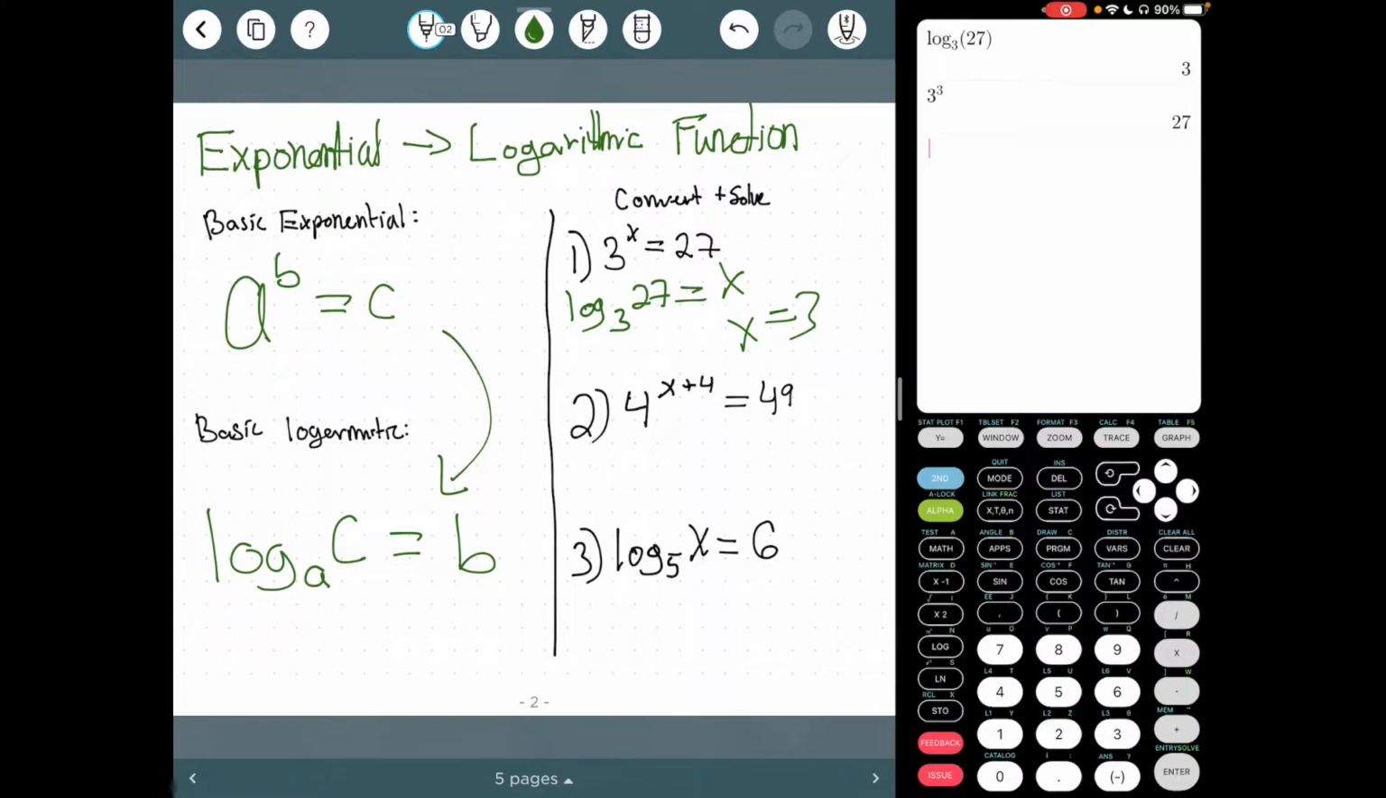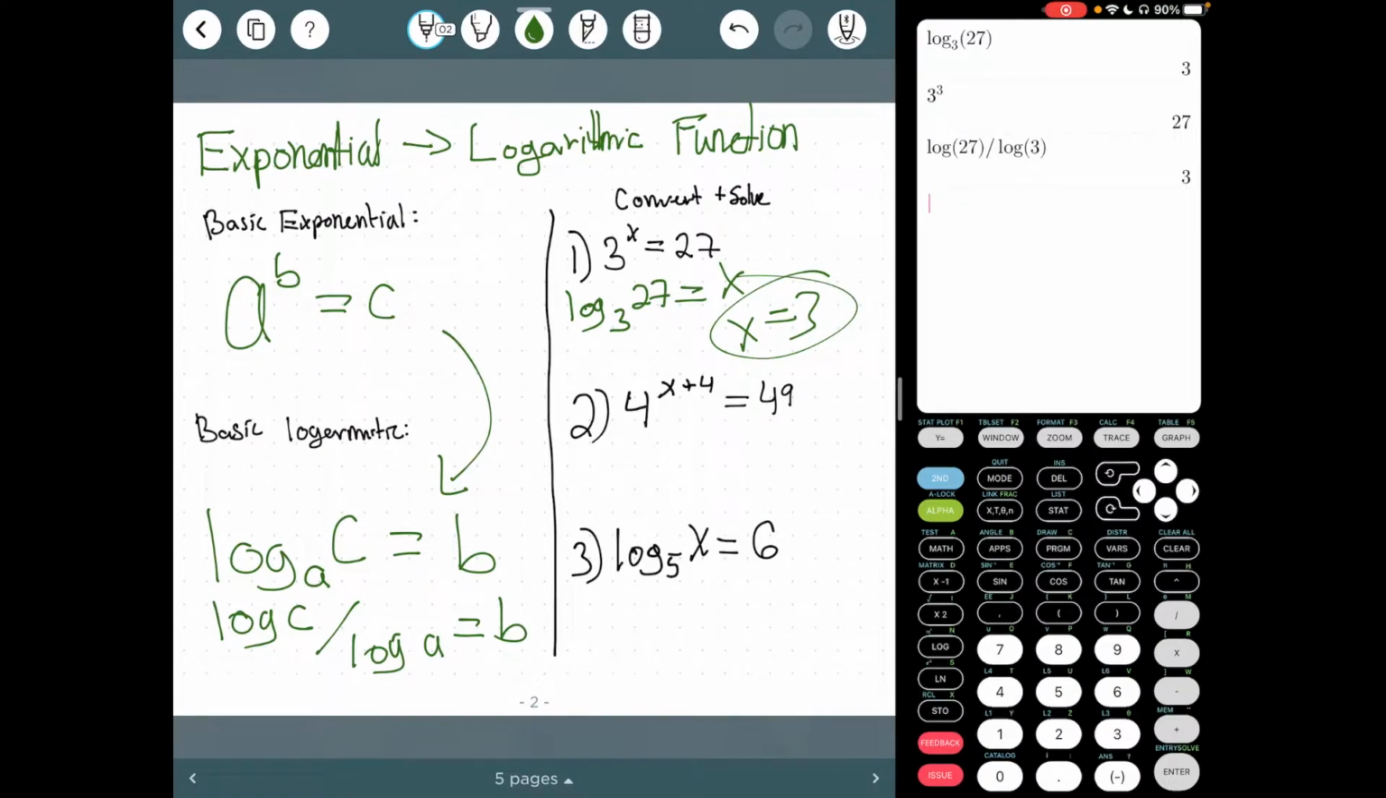For those calculators that don't have the change of base for the log, what we can do is log c over log a, and we should get b. So let's try this over here. So log of 27 divided by log of 3 should get us 3. So that is our answer.